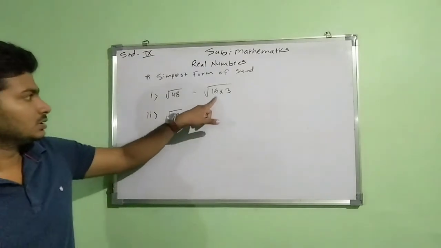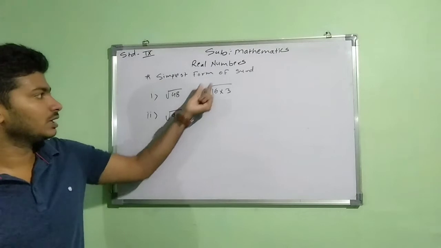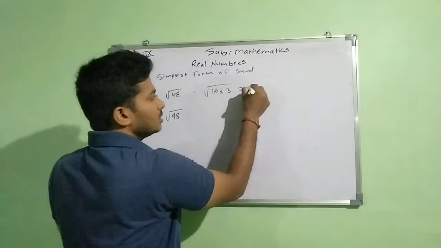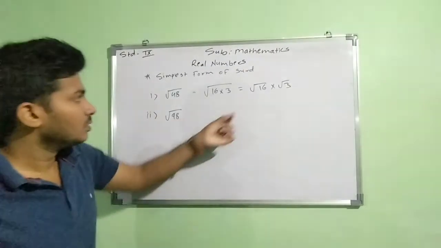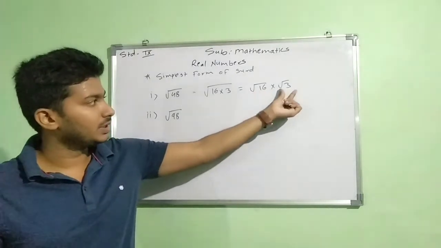16 into 3. If you multiply 16 with 3, you will get 48. So we can write it as under root 16 into 3. Now look here, we can separate that radical sign. So it will be square root of 16 into square root of 3. Now we have under root 16 and under root 3.